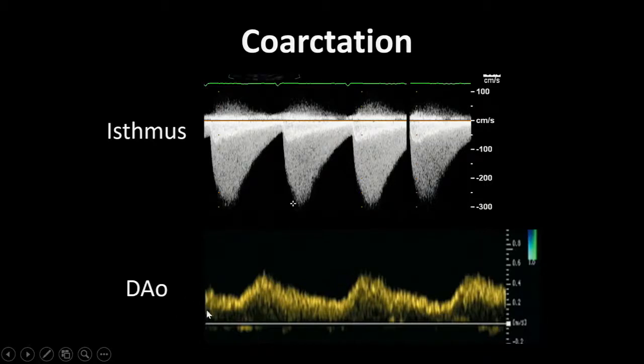If you look at the descending aorta Doppler trace, again, a blunted upstroke, a prolonged downstroke, and continued flow into diastole.